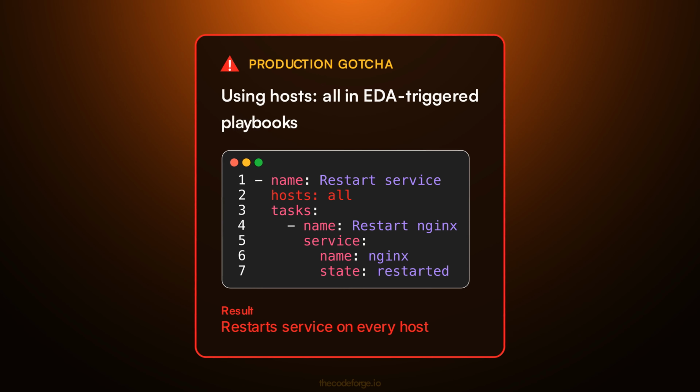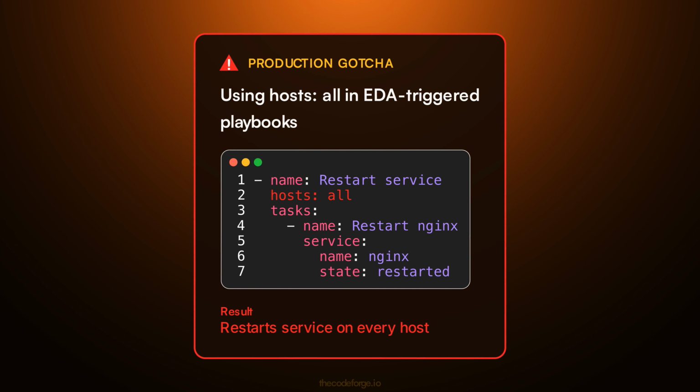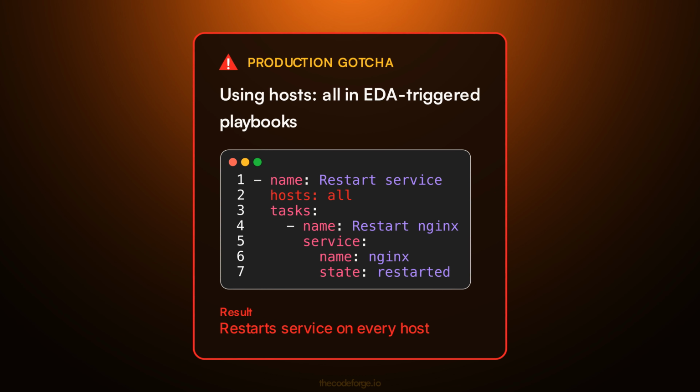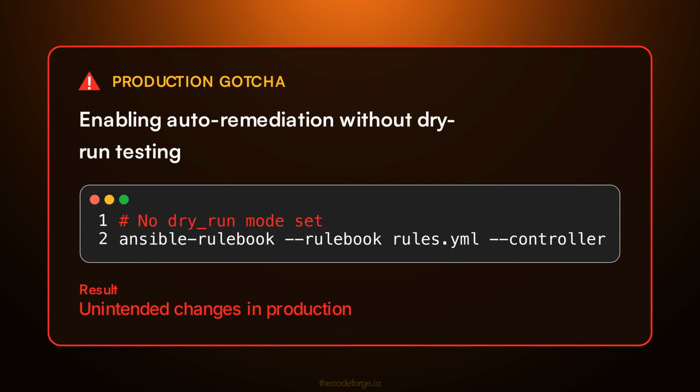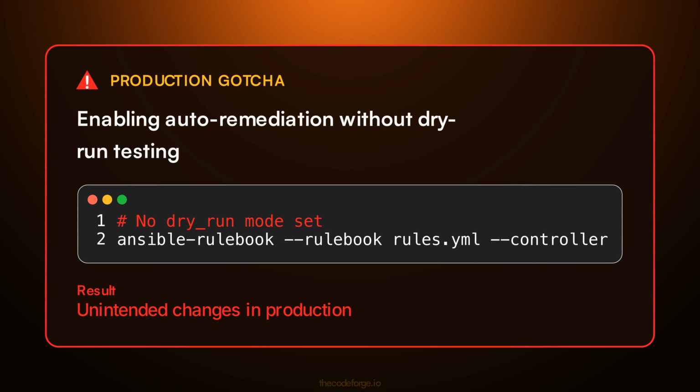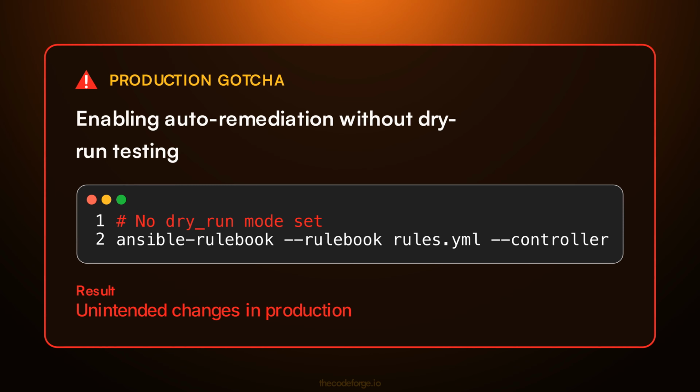A common mistake is using hosts: all in EDA-triggered playbooks. This can cause the playbook to run on every host in your inventory, not just the one that triggered the event. Always scope actions to specific hosts using variables from the event payload. Never enable auto-remediation without first testing in dry run mode. Run new rulebooks with dry run for at least a week to validate behavior before enabling active remediation.